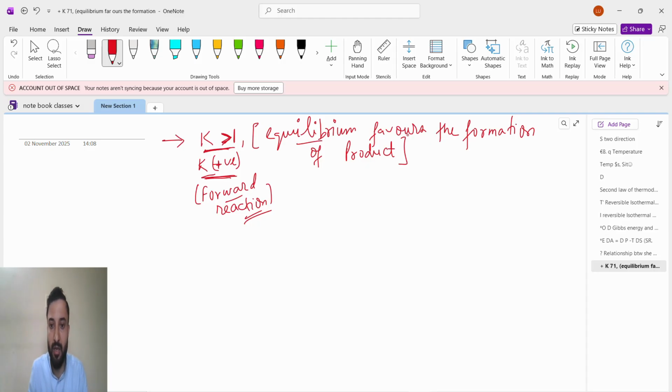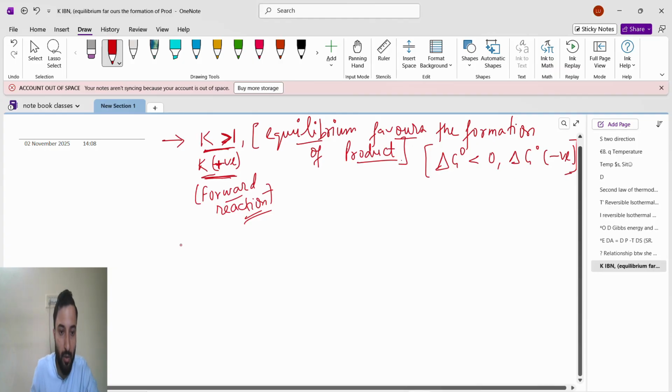Forward direction means equilibrium favors the formation of product, because in the forward direction we are going from reactant to product. If K is greater than 1, meaning K is positive, it favors the forward direction. Forward direction favored means equilibrium favors the formation of product. So what will happen to delta G naught? Guys, see, I'm writing delta G naught, not delta G. Delta G means Gibbs free energy. Delta G naught means standard Gibbs free energy. The standard Gibbs free energy is less than 0, or negative.